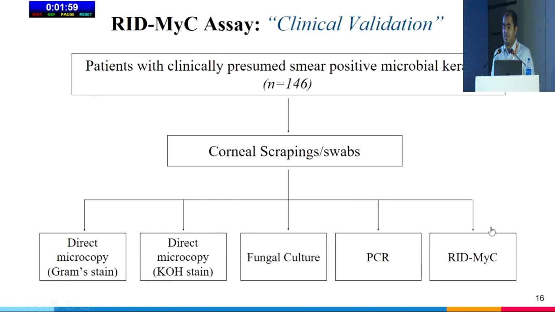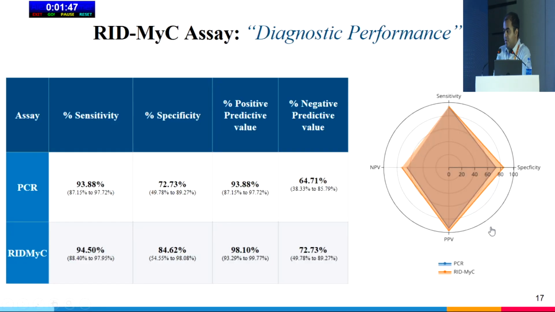After this phase, we went on to clinically validate this assay in 146 patients with smear-positive microbial keratitis. The operators of the RHYTHMIC assay were blinded to the results of other conventional mycological methods. Being a nucleic acid detection modality, we tested it first against PCR. The sensitivity of RHYTHMIC was 94.5%, better than PCR, and the specificity was 84.62%, again better than PCR.